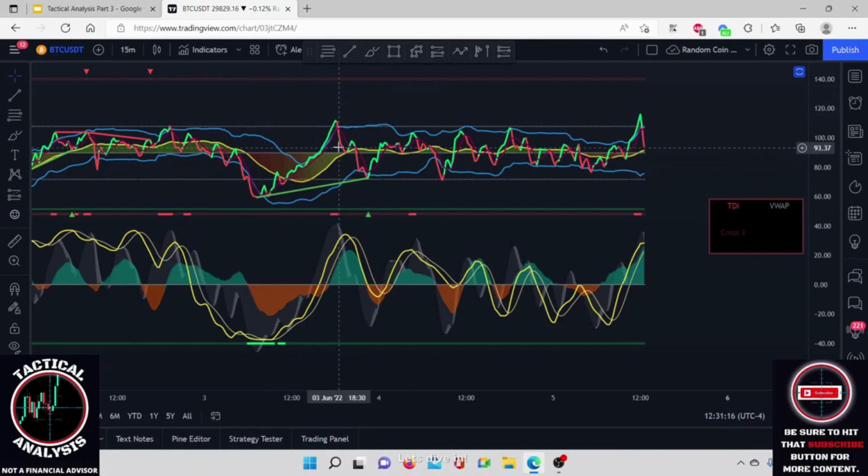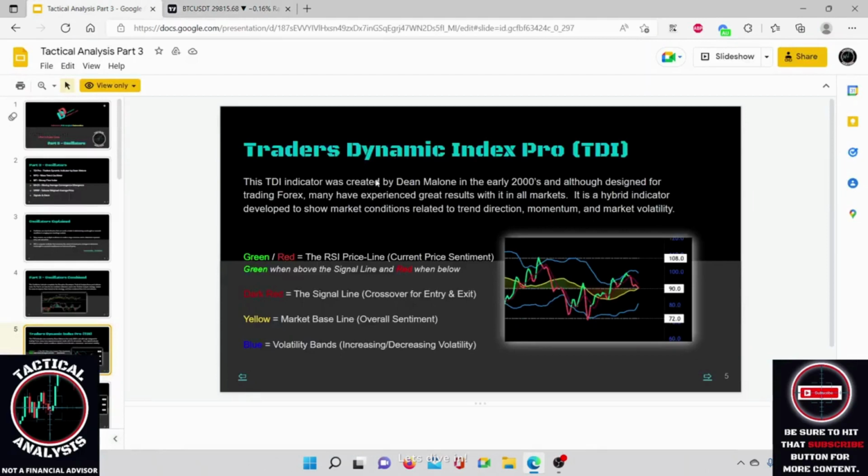We don't have time to be looking all over the charts, interpreting data, right? We understand green up, red down. Okay, so basically this is a fast-moving RSI crossing over a slow-moving RSI to determine volatility and price direction. Okay, back to the PDF, right? The dark red is the signal line. Like I said, crossover for entry and exit.